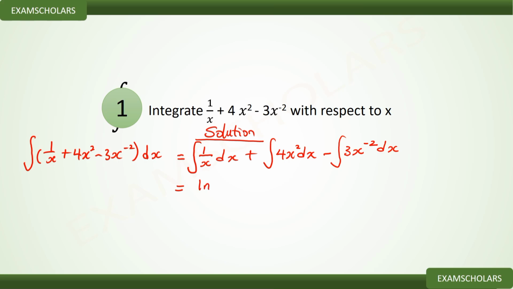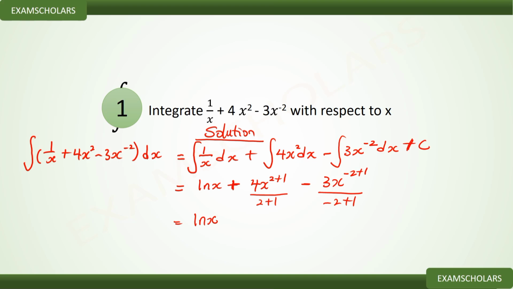So we have ln x here plus. This one is what function? Polynomial function. So we are going to have plus 4x raised to the power 2 plus 1 over 2 plus 1. This one minus, what about this one? 3x raised to the power minus 2 plus 1 over minus 2 plus 1. Okay, this one is settled. We have ln x.